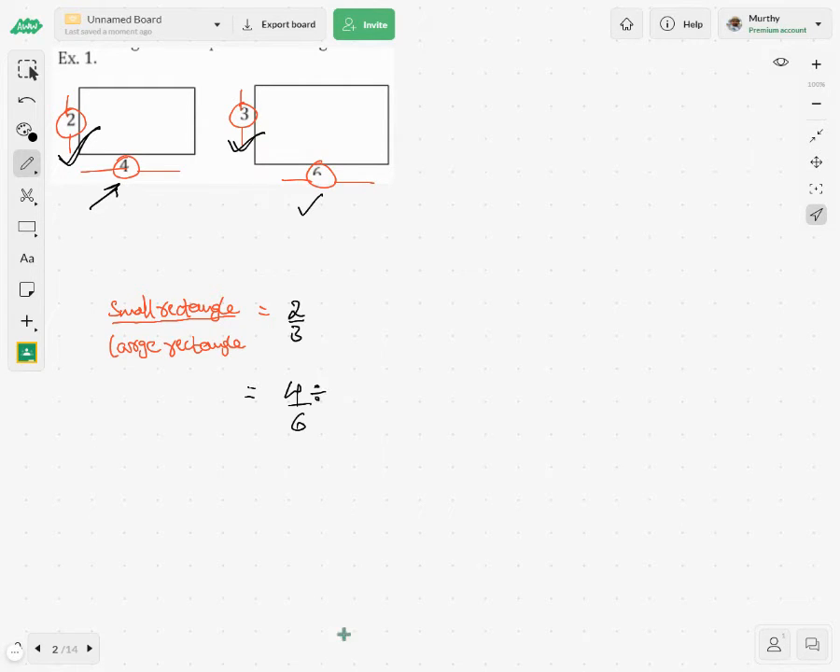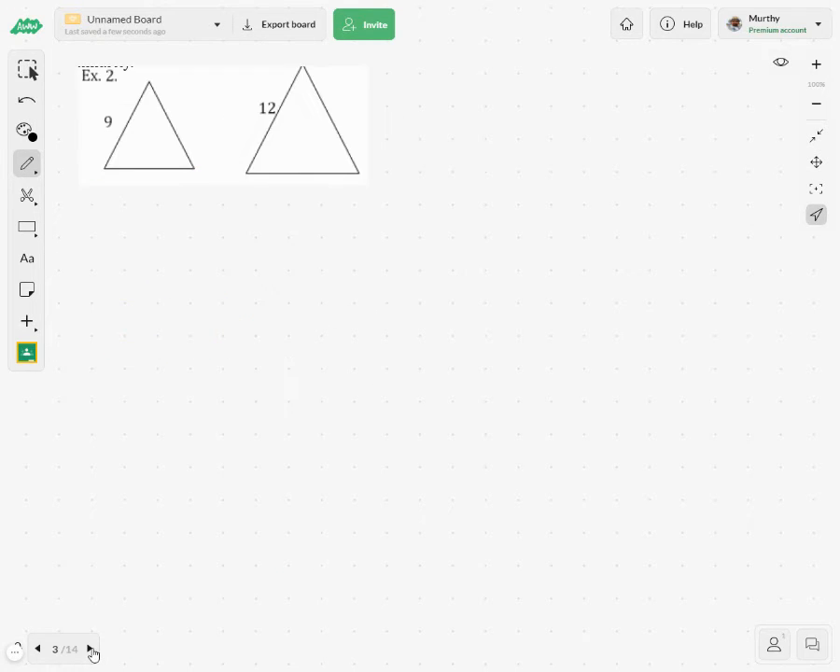So I can divide both these values, the numerator and denominator, by 2. So 4 divided by 2 gives me 2, 6 divided by 2 gives me 3. So you see that these two are of the same ratios. The sides are of the same ratio. We can take more examples of this kind.